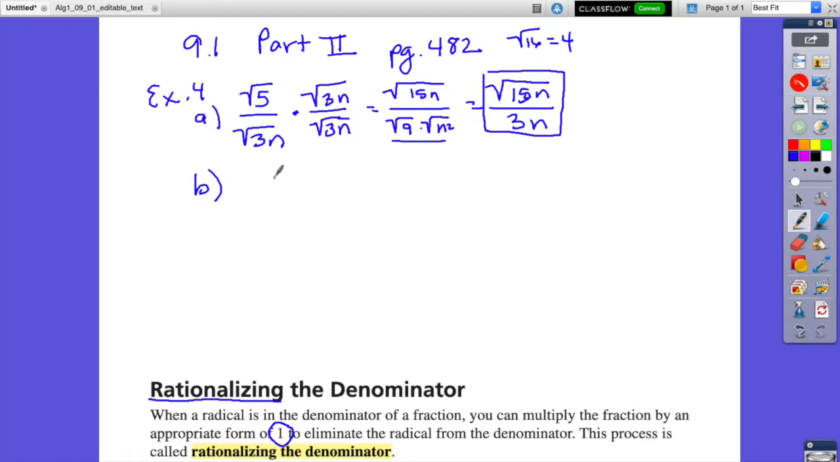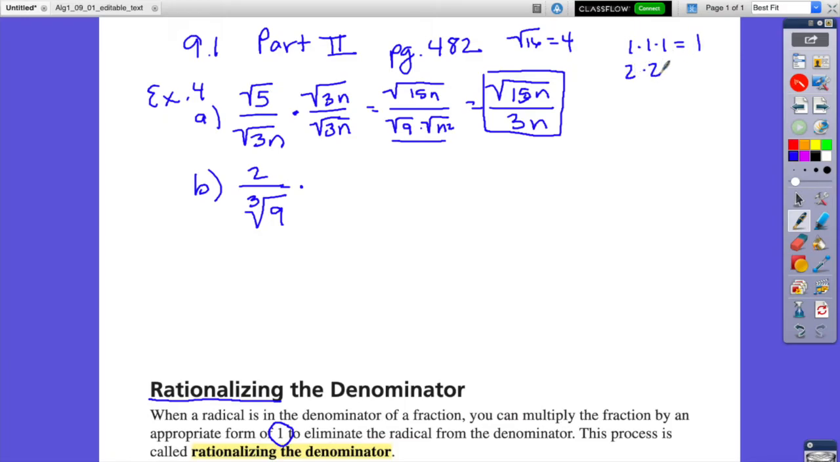All right, let's go to example B. So it's 2 over the cube root of 9. This one gets to be a little tricky because it's now a cube root. And you now have to think about what your perfect cubes are. So my very first, I'll write it on the side, my very first perfect cube, if you remember, 1 times 1 times 1, that's a cube.